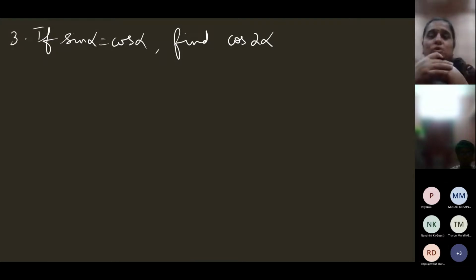Perfect. But how do you show that? How do you work that? Correct. Because sine 45 degrees is 1 by root 2. Cos 45 degrees is also 1 by root 2. So sine alpha is equal to cos alpha. Sine 45 degrees is equal to cos 45 degrees. So alpha is 45 degrees. Perfect.